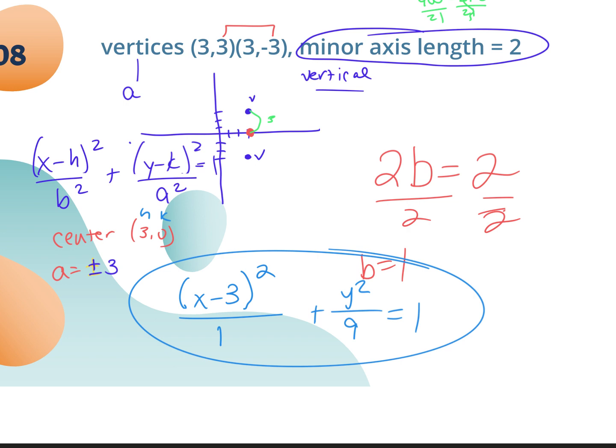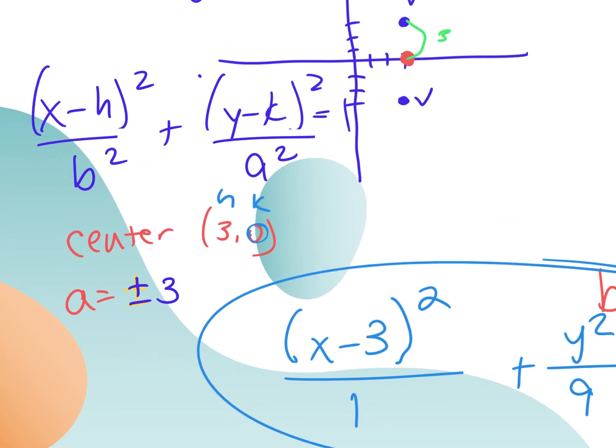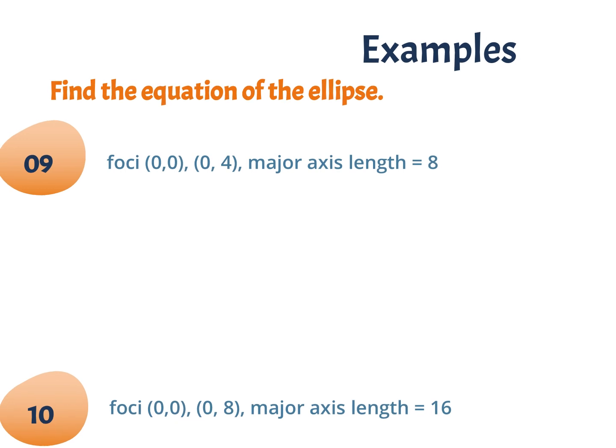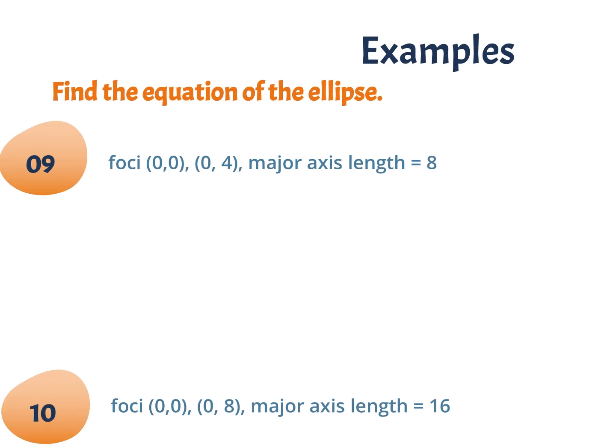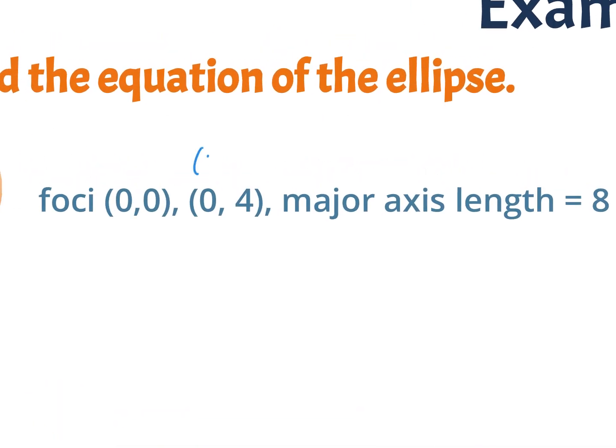Why did that other one stay as y squared? Because your center is at 3, 0. Oh, wait, so your co-vertices would be 2 and 4, right? Yes. All right, last two. Last two. This should read 4, 0.